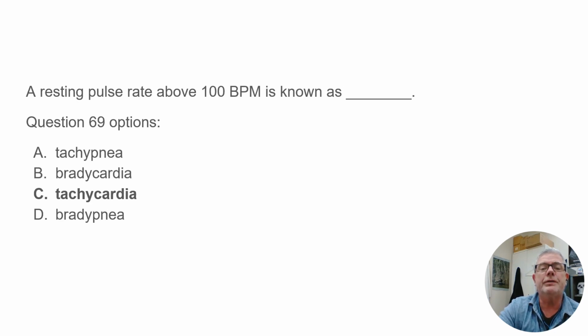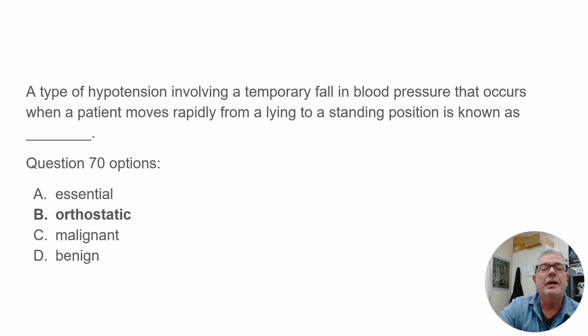Resting pulse rate above 100 beats per minute, as we said before, is tachycardia. A type of hypotension involving a temporary fall in blood pressure that occurs when a patient moves rapidly from lying to a standing position is known as orthostatic.